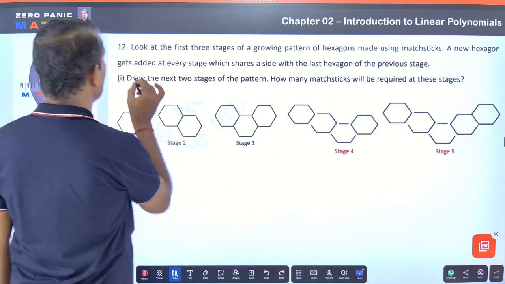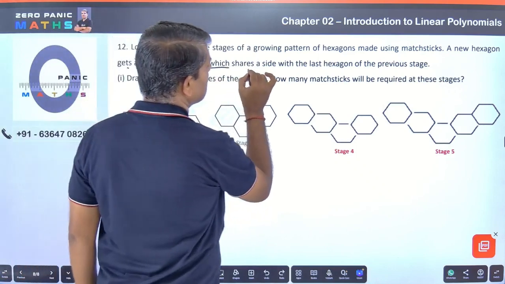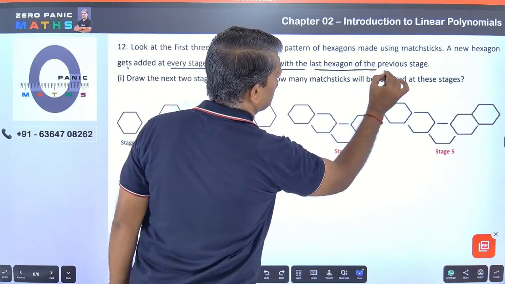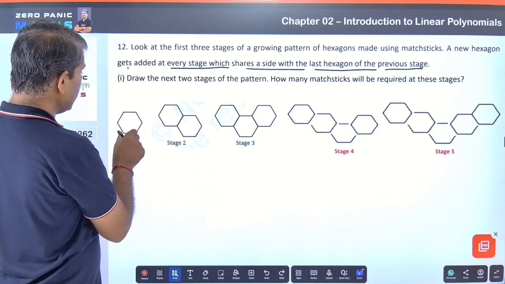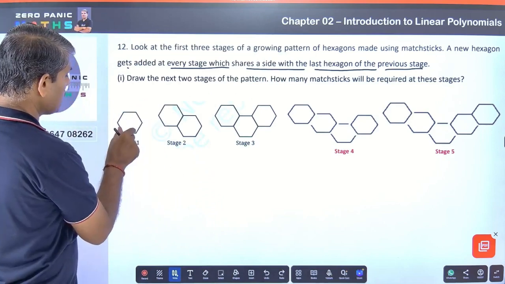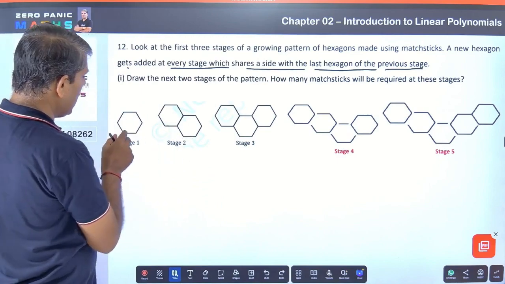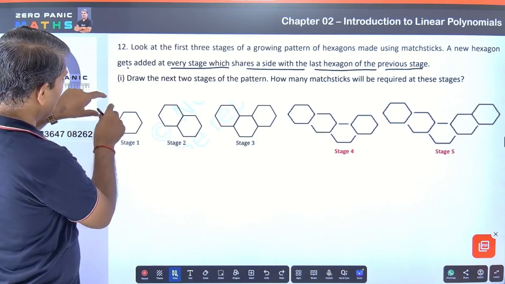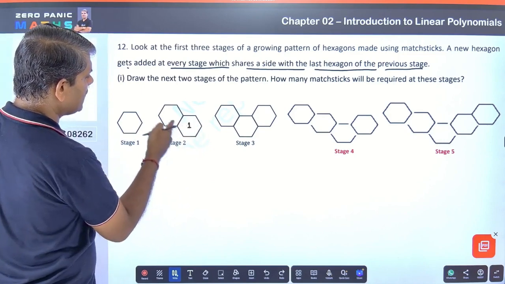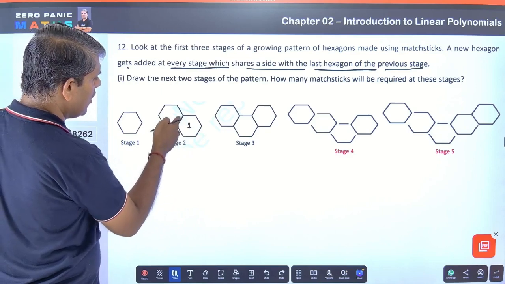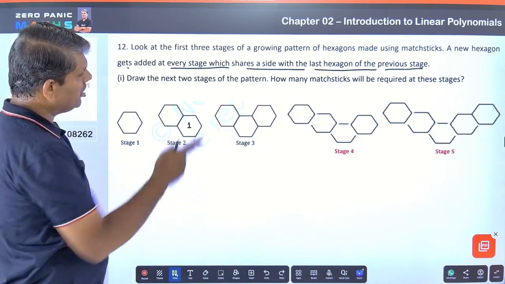A new hexagon gets added at every stage, which shares a side with the last hexagon of the previous stage. Listen carefully. At stage 1 there are some sticks used. At stage 2, assuming this is the first hexagon, on the left side of this it is sharing one of the sticks and the next hexagon is drawn. That is what they meant there.